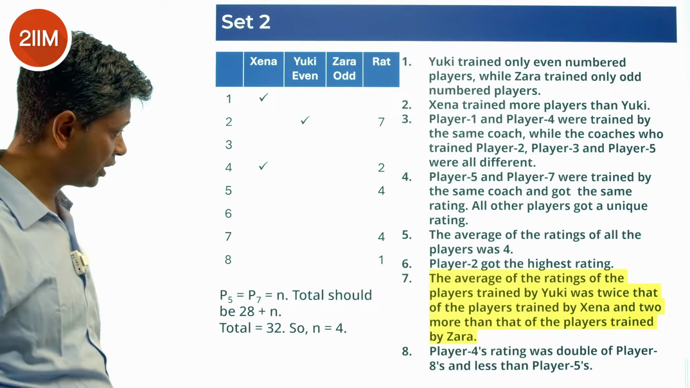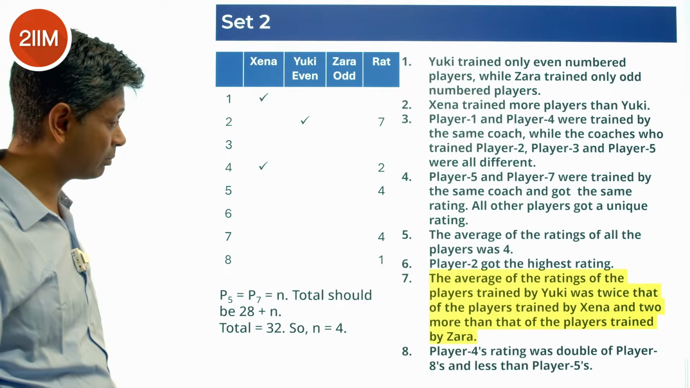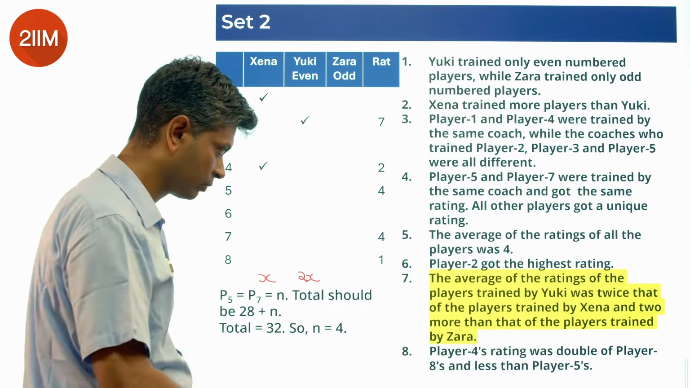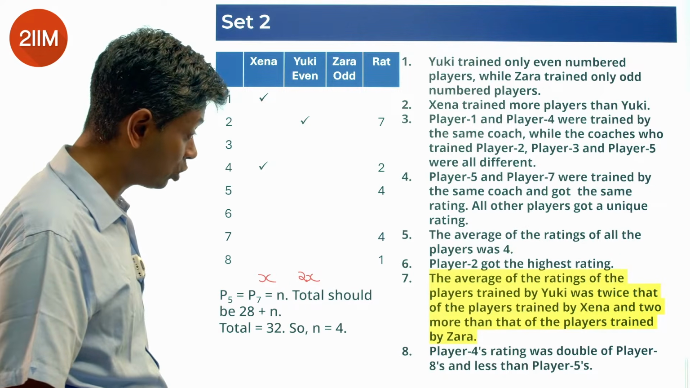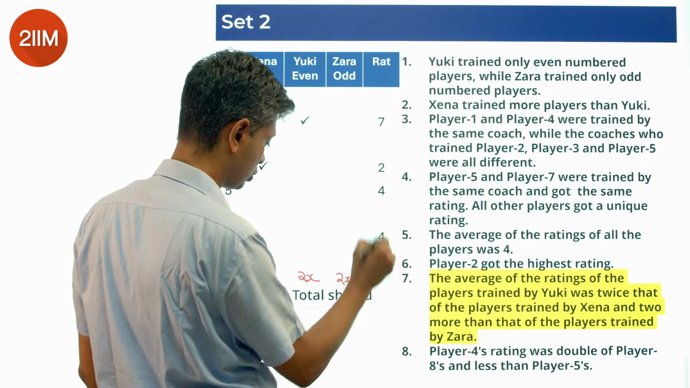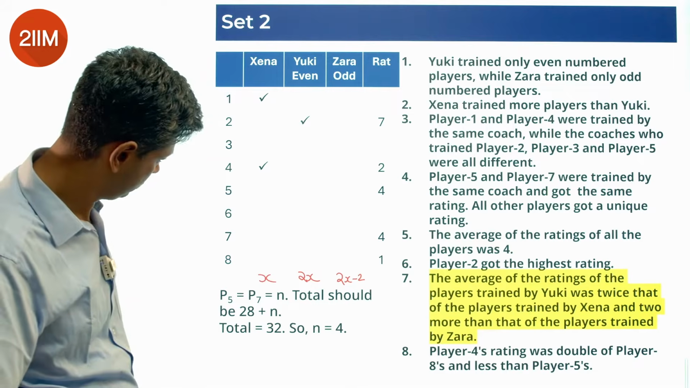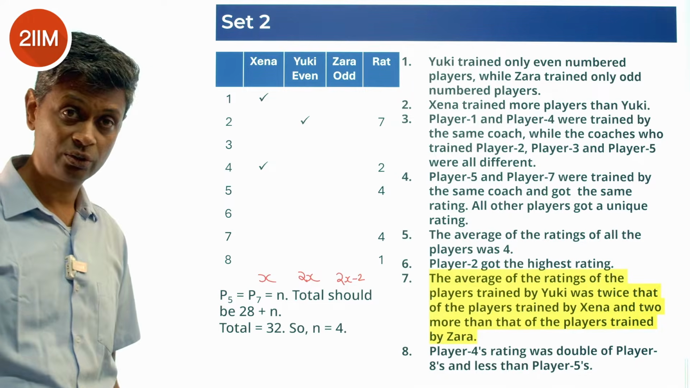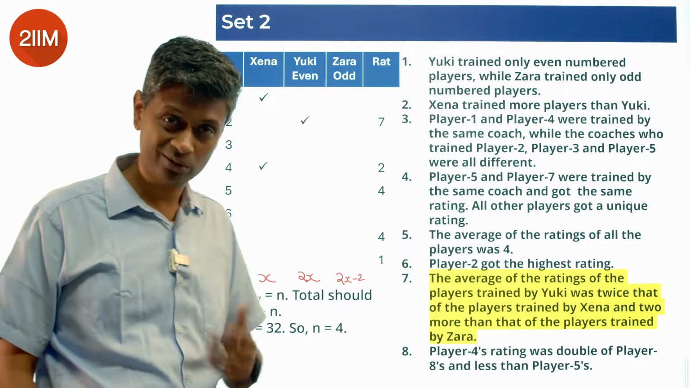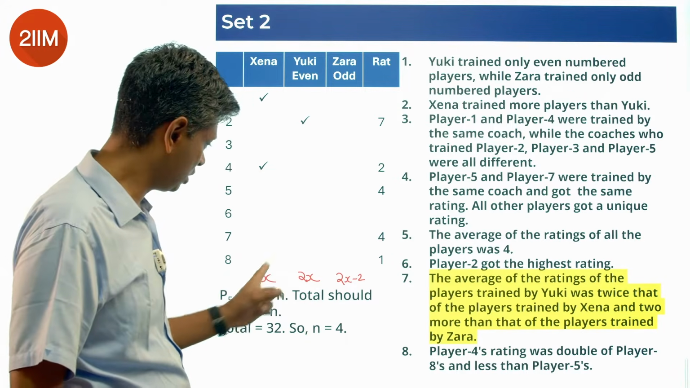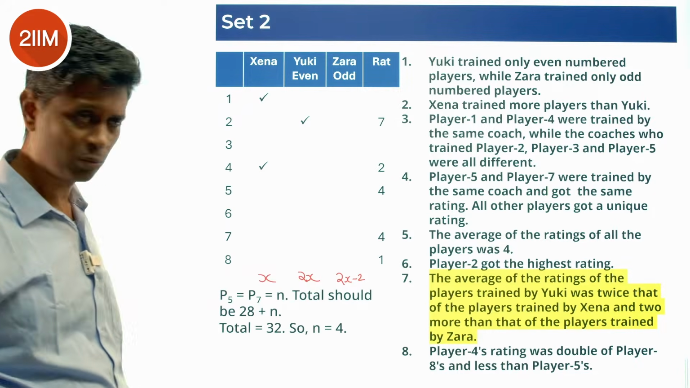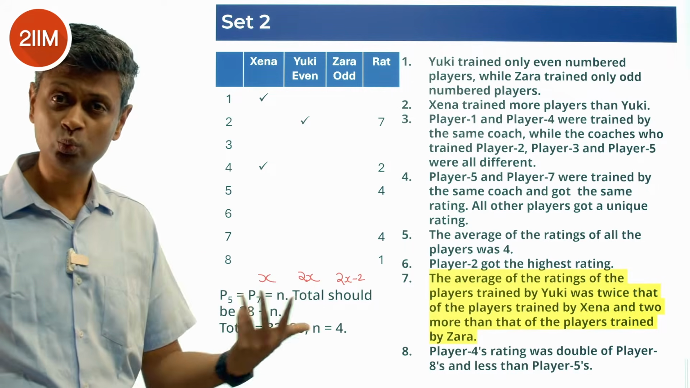The average of the ratings of players trained by Yuki was twice that by Zena. If Zena's average was X, Yuki's average would be 2X. And 2 more than that of the players trained by Zara. Zara's is 2X minus 2. Very interesting. So if this were 1, this will be 2. That will be 2 minus 2, 0. Not possible. If this were 2, this will be 4. It will be 4 minus 2, 2. 2 is also not possible. X has to be more than 2.